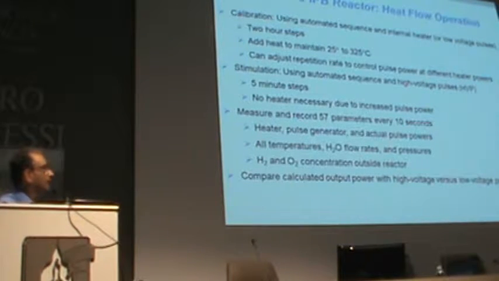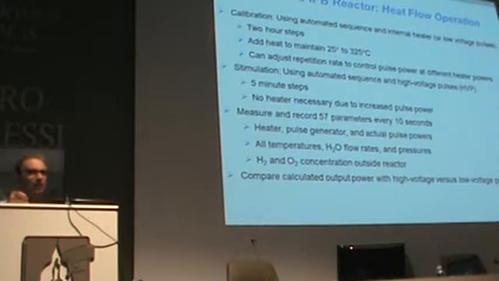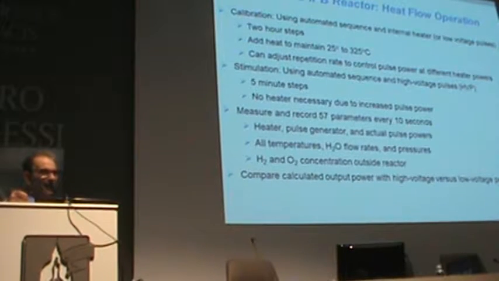But so the calibration is generally done in like 2-hour steps, and like I said, we usually have to add heat in order to maintain the temperature above 200 C, adjust the repetition rate as mentioned before, and then after getting the calibration parameters, the stimulation is usually done with another automatic sequence in 5-minute steps, just pure pulses, no heater. And then the other way we can do that, we can compare a reactor tube that we know has never shown excess power.